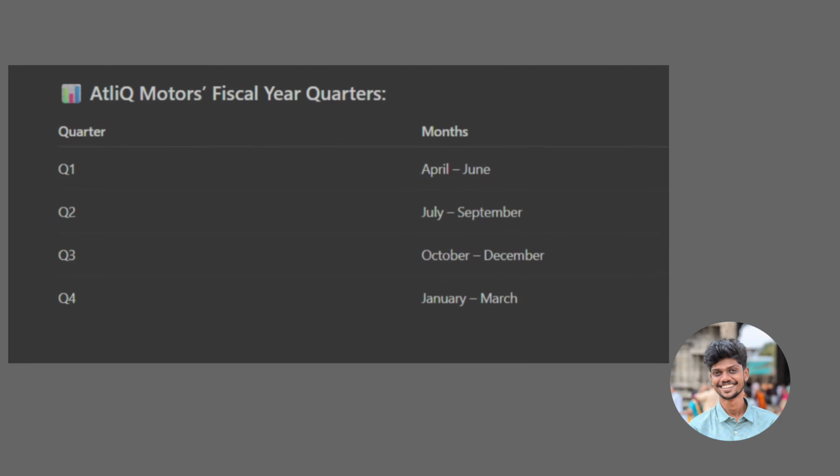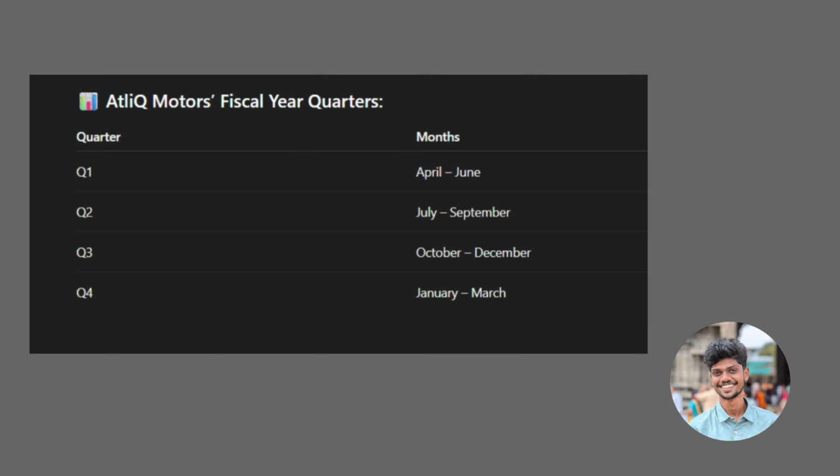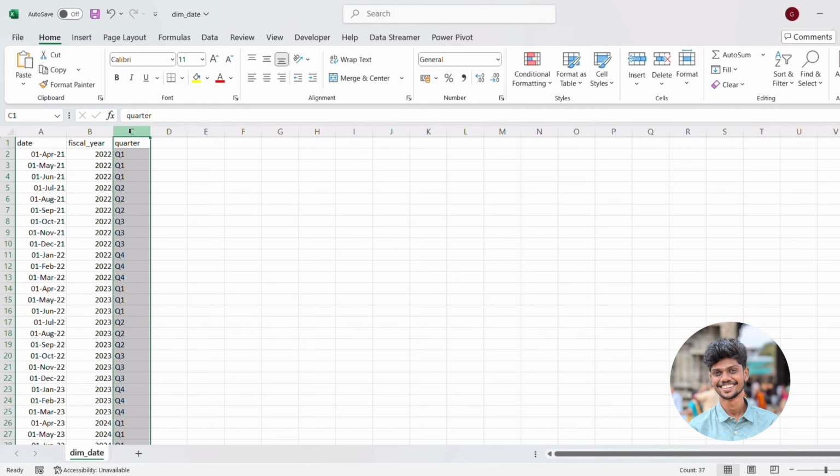But for fiscal year, for AtliQ Motors, quarter 1 is April to June. Quarter 2 is July to September. Quarter 3 is October to December. And quarter 4 is January to March. Understanding the difference between calendar year and fiscal year and how quarters work is super important in any real project.